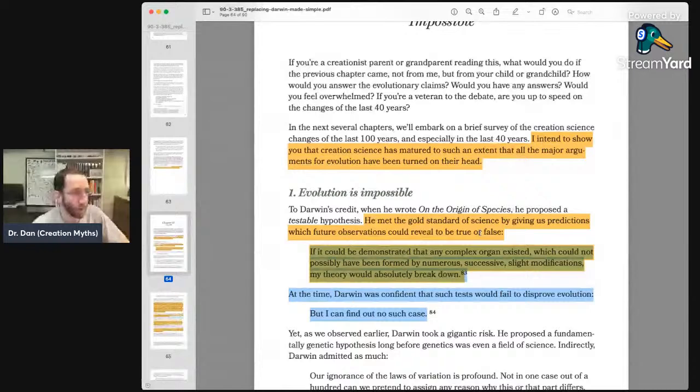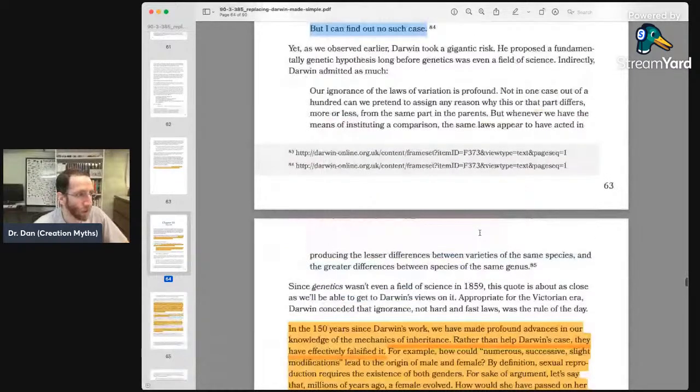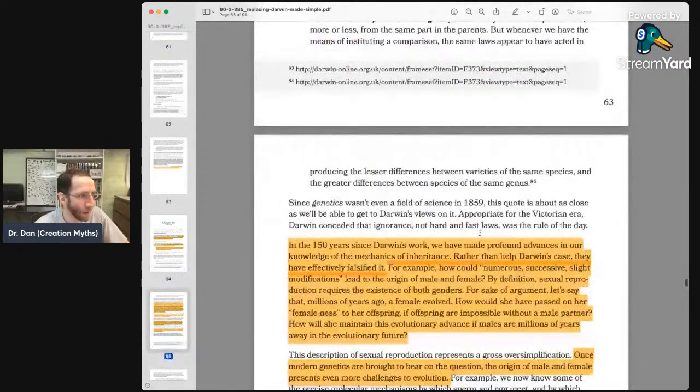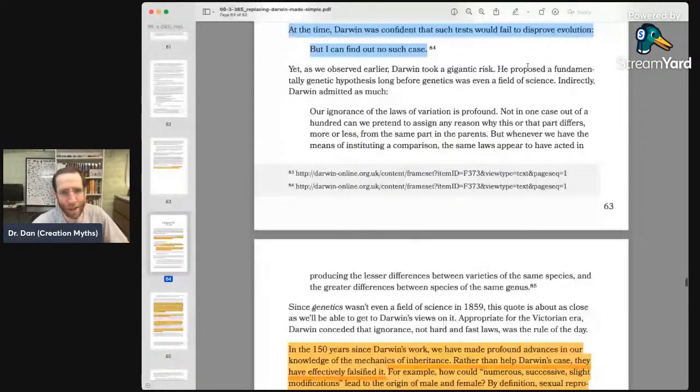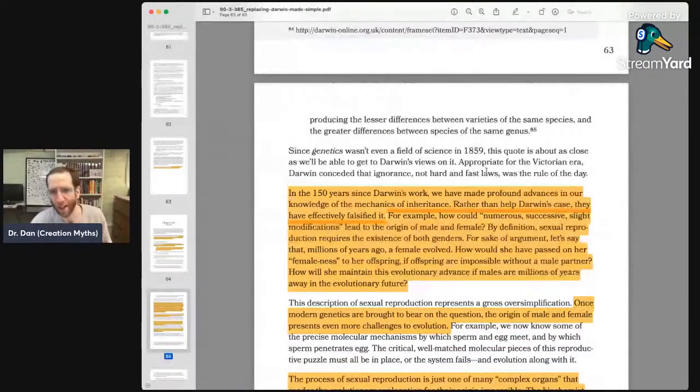Jeanson here actually named Behe. He actually mentions Behe in here at some point. I don't know where, but he's making an irreducible complexity argument, saying that like this is a thing. The example he uses is, again, this is one of the places where my jaw hit the floor, because he actually says, for example, how could numerous successive slight modifications lead to male and female? Are we serious? Is that really the question?